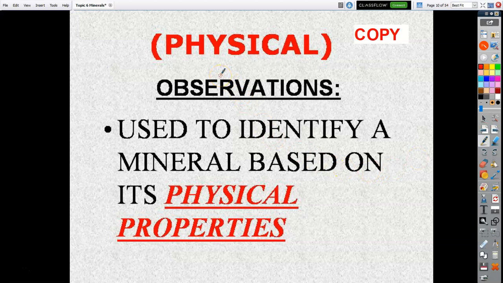So physically, this is where you're going to look at the mineral based on its physical properties, or what I call the physical tests. And so let's go through these physical properties. Some of these properties are helpful. They're good tests. They help you identify the mineral easily. Other tests are not as good. And I'll point them out as I go through them here.